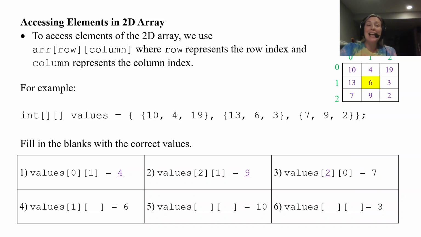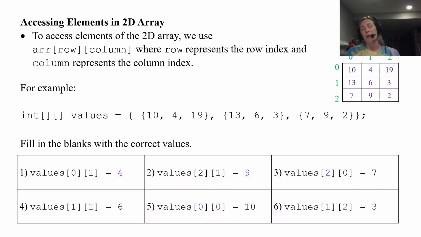Element 6 is at row 1, column 1. So we're going to put a 1 in that blank. Element 10 is at the first position, the upper left-hand corner. And that's going to be row 0, column 0. And then the last one, 3, it's going to be in row 1, column 2.